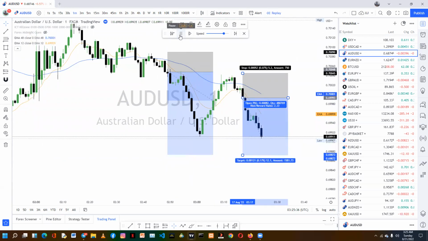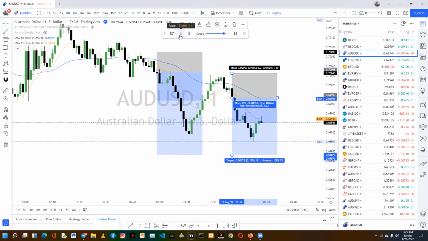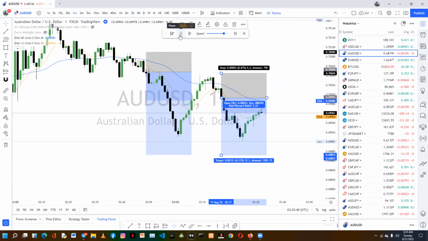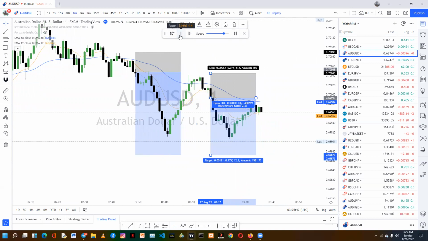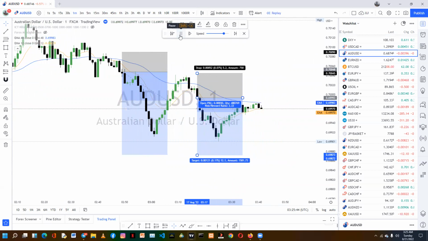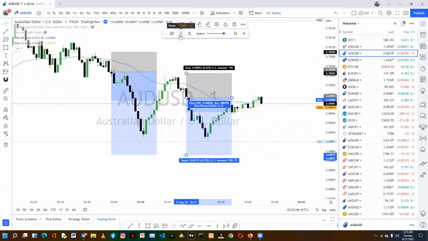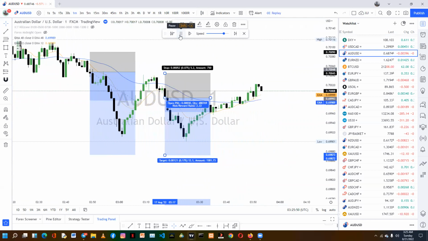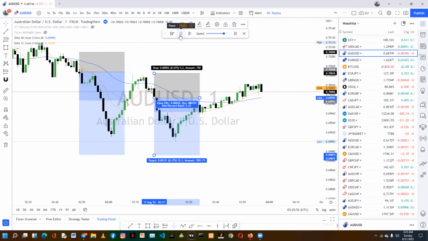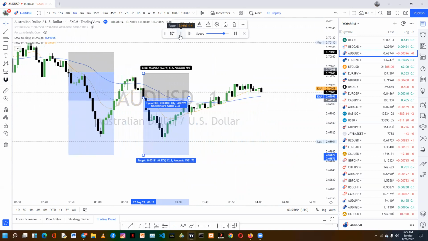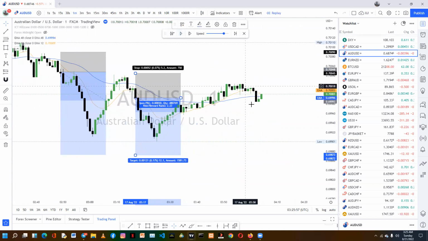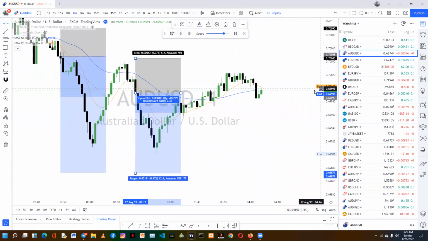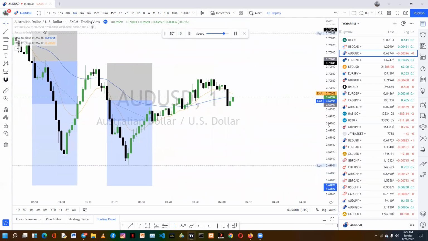Again. Touch. No close below. Looking for a close. Very close. No, no. So momentum has changed. Now we still have to look for a close. Okay, so we have a close below.